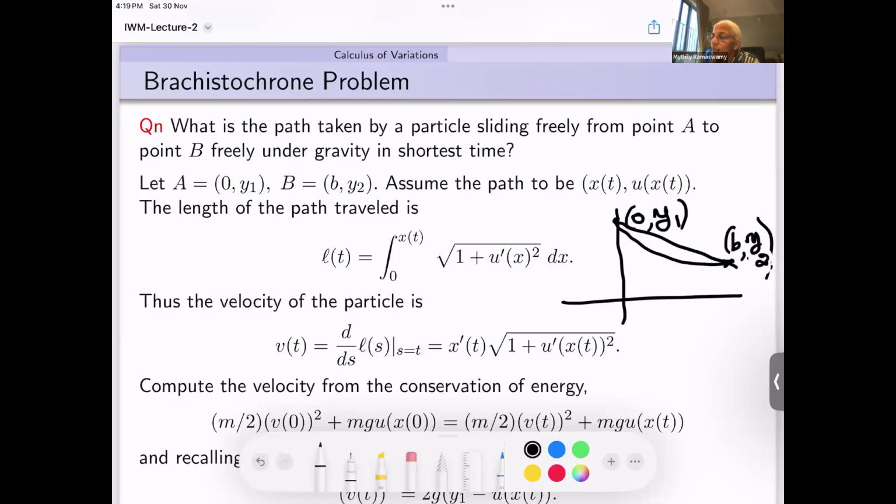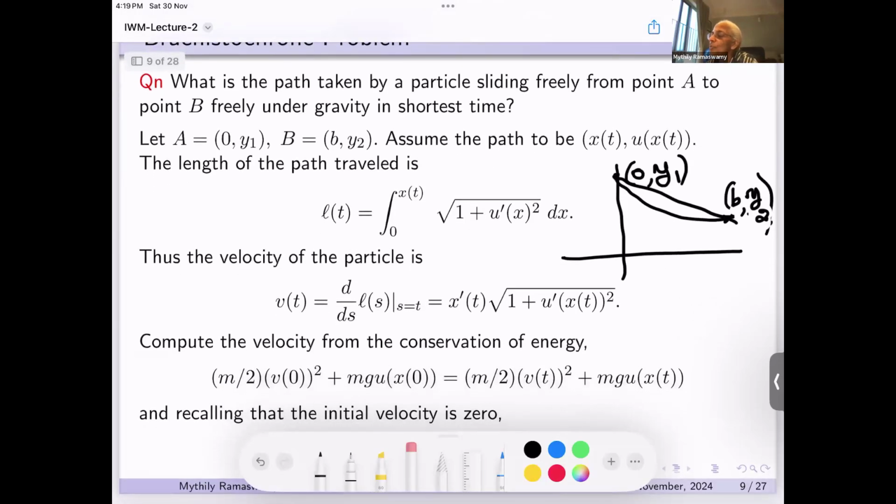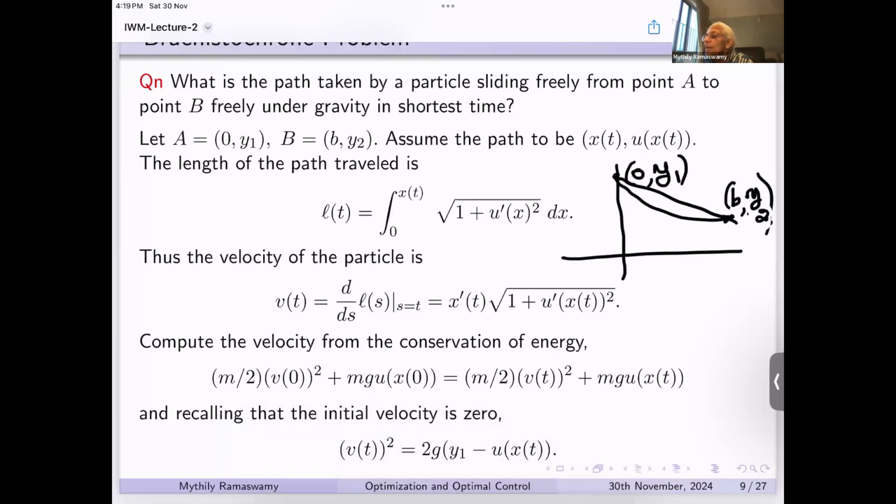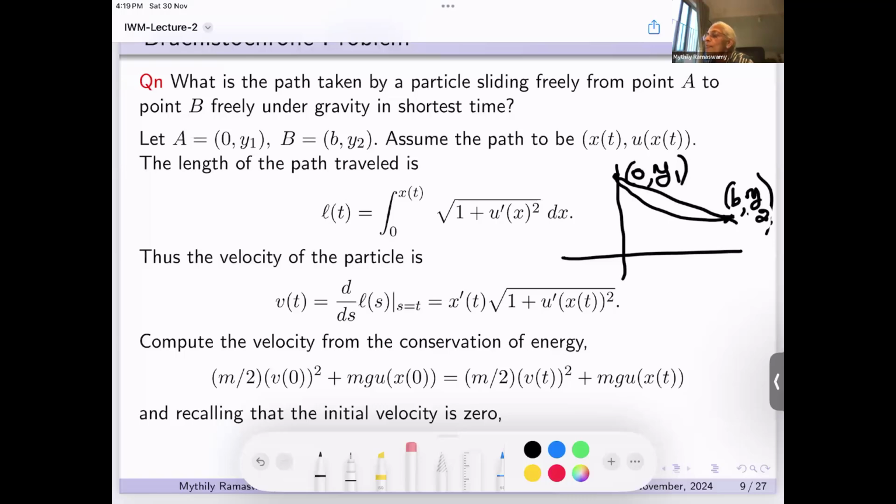So for that, first we will find out what is the length of the curve. So I'm taking the path to be (x(t), u(x(t))). We don't know what curve it will take. It may not be a straight line. So I have taken it to be some unknown function u of x(t). And so then L(t) will be the integral from 0 to x(t) of square root of 1 plus u prime of x squared dx. This is the usual formula you will find for arc length.